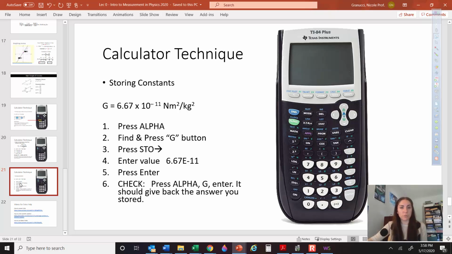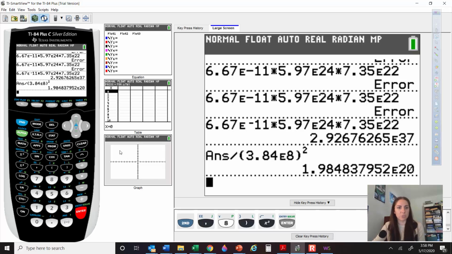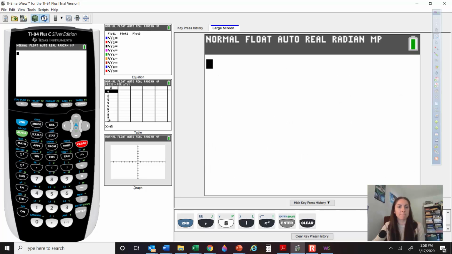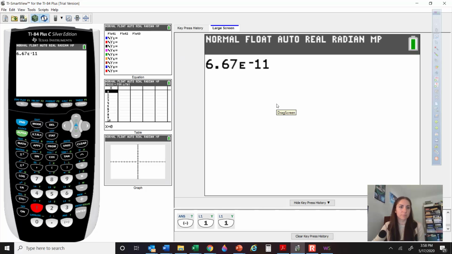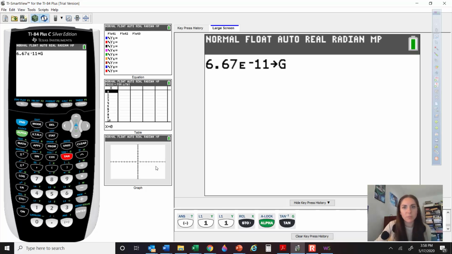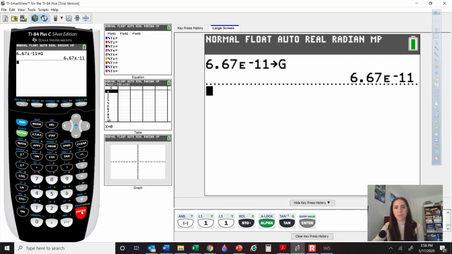My last thing to show you, if you are interested, is that you can store things in your calculator, like constants, so you don't have to keep retyping them. A very cool little trick. Let me show you. Let's clear everything for now. Say I want to store this number, the gravitational constant for gravitational force. First I'm going to write the whole number in, and then press store, alpha, and then find the letter G. So I'm going to store this as G, and I press enter. And there you go.